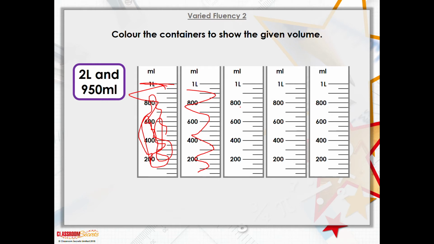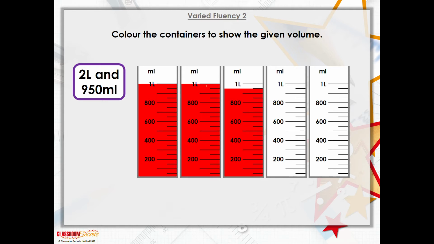So from this 800 millilitres here, we can count on in our 50s to get up to 950 millilitres. So 800 millilitres, we must have 850 millilitres, 900 millilitres here. So this increment line must be our 950 millilitre line. So hopefully when you were looking, that's where you have coloured. So let's colour that one up a little bit further. Okay, so it should look like this. Hopefully that's how you imagined it to look like in your head.